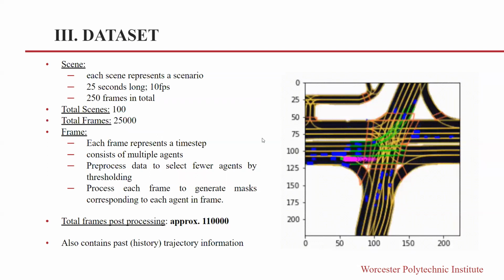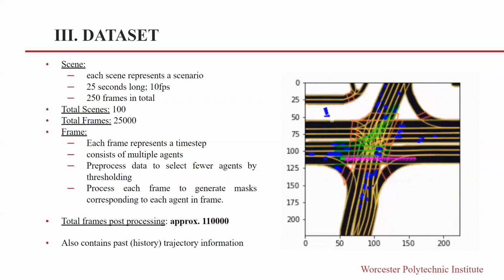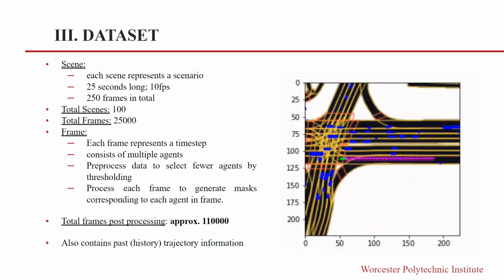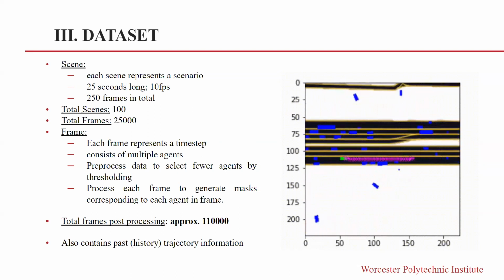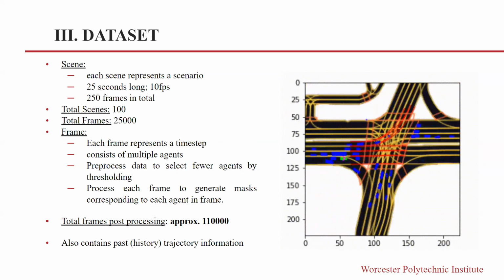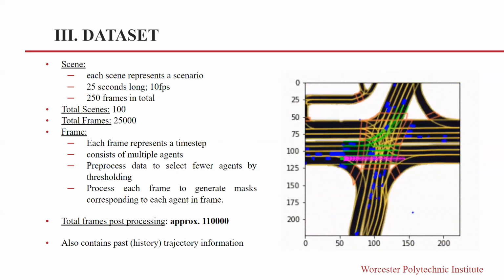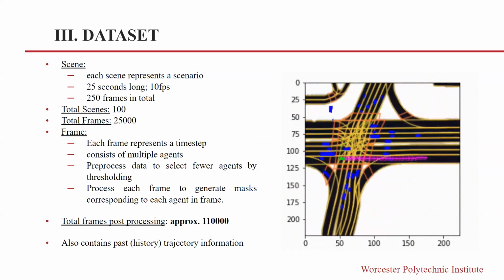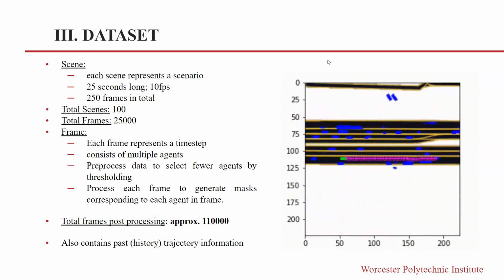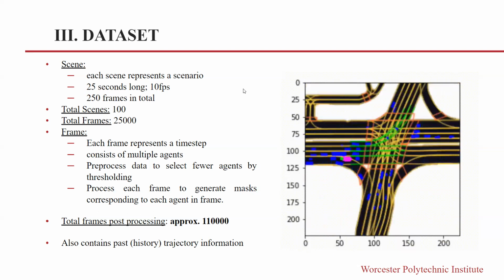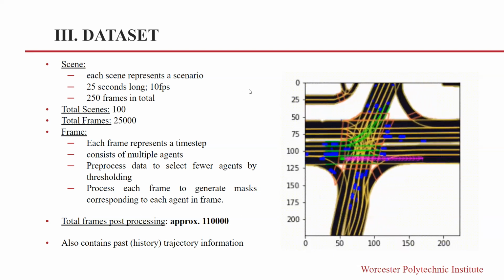Now, in the dataset, each scene consists of 250 frames in total, and there are 100 such scenes. On the right hand side, you can see one example of a scene. Each scene has 25,000 frames, and each frame represents a single time step, which consists of multiple agents. We pre-process the data to select the fewer agents by thresholding, and each frame is processed to generate masks, which generate a corresponding agent in each frame. Total frames post-processing are approximately 110,000. They also consist of the past history trajectory information.